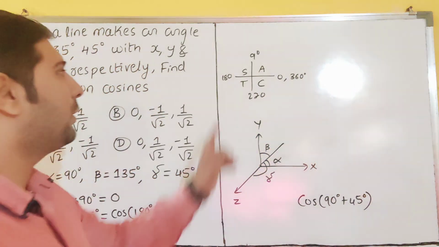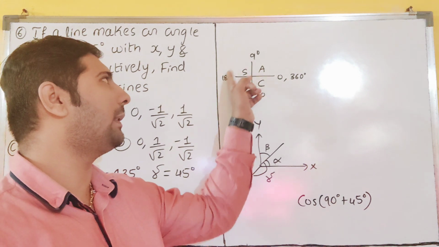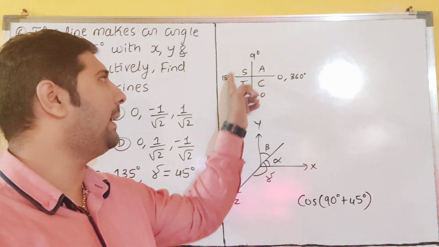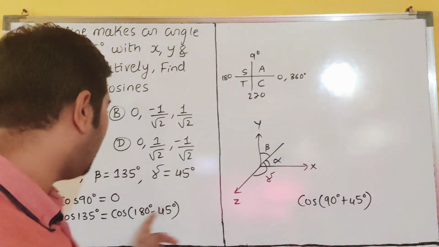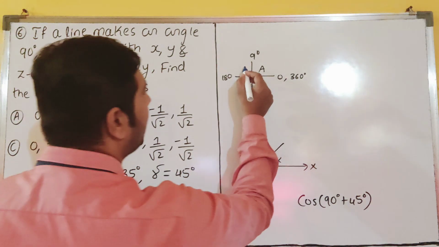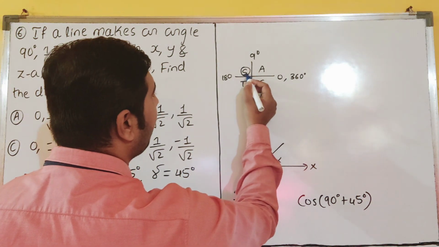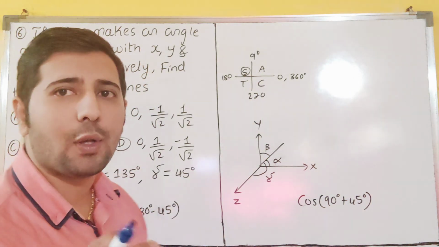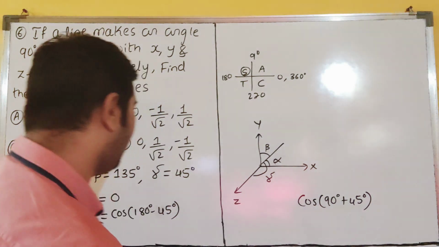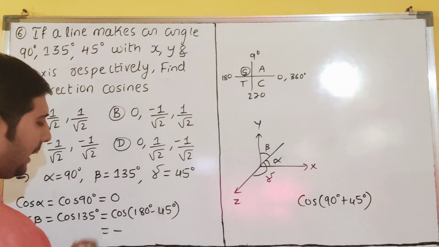Correct? So less than 180 means the second quadrant. In that second quadrant, is cos positive or negative? That is negative, dear students. Here sin and cosec both are positive. Sin and cosec are positive, cos is negative. So that's why it will become negative.